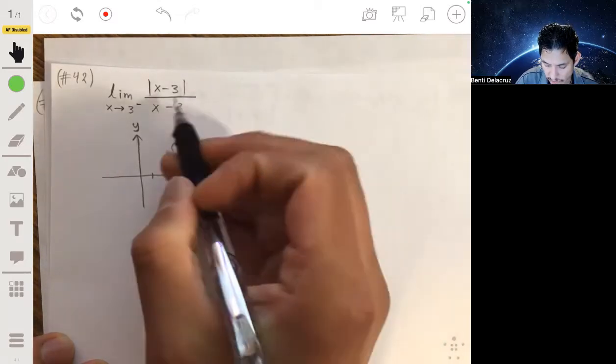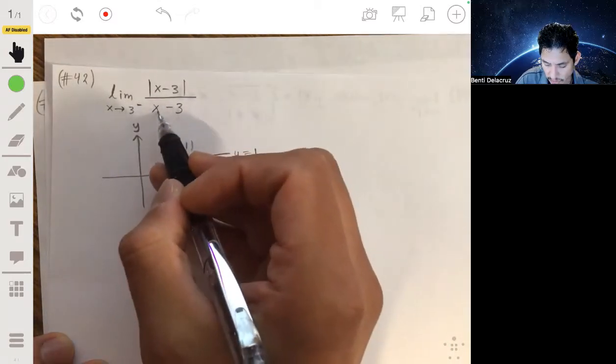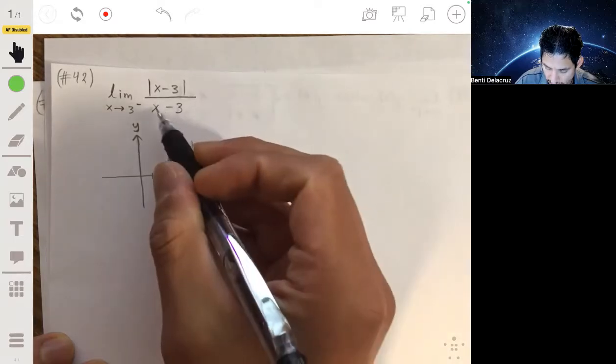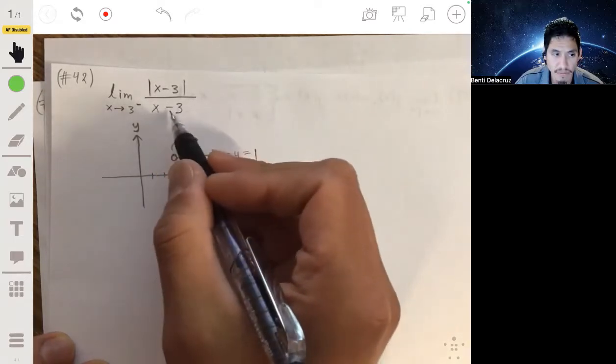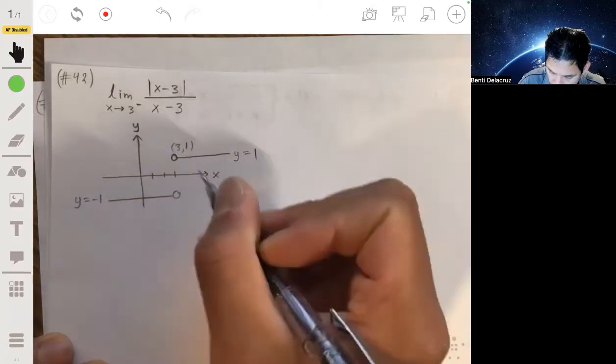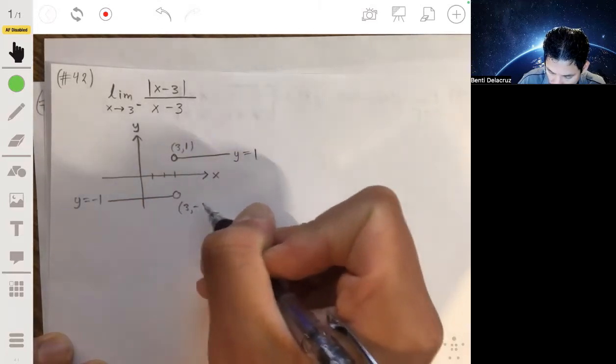Whenever x is more than 3, you're just going to get a positive number in the bottom. On the left side, whenever x is less than 3, you're going to get a negative number in the bottom. So then you have the horizontal line y equals -1, and you're going to have a hole here at (3, -1).